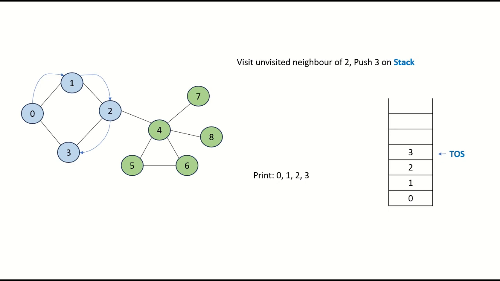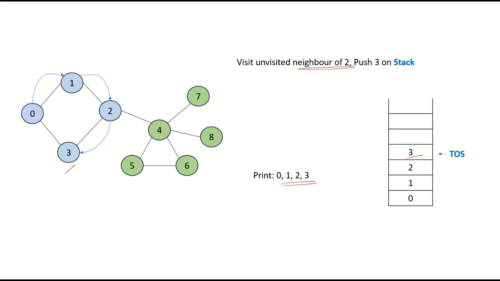Since 2 is at the top of the stack, we will visit neighbors of 2. If we check the unvisited neighbors of 2, they are 3 and 4. We can pick any, and in this case we have picked 3, so we have put 3 on top of the stack now. Simultaneously, we can print it also.